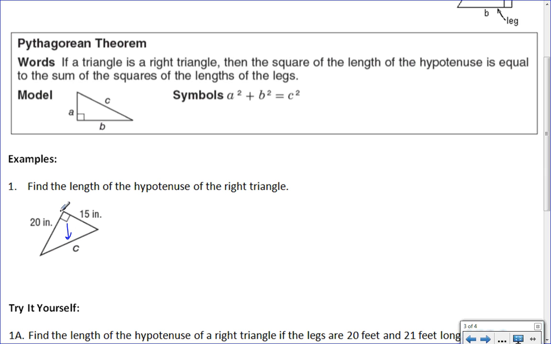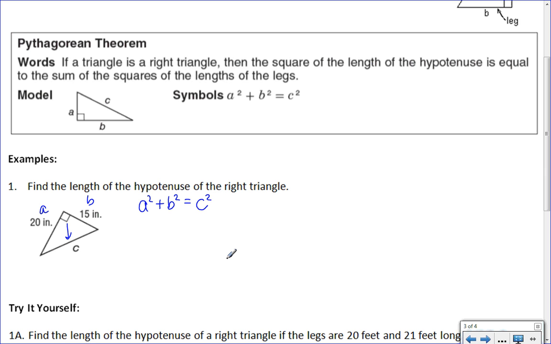The other two legs, because we're going to add the two squares together, a squared plus b squared is the same as b squared plus a squared. It doesn't matter which one of these is a or b. So let's call this one a and that one b. Again, it does not matter. So we'll start with a squared plus b squared equals c squared.